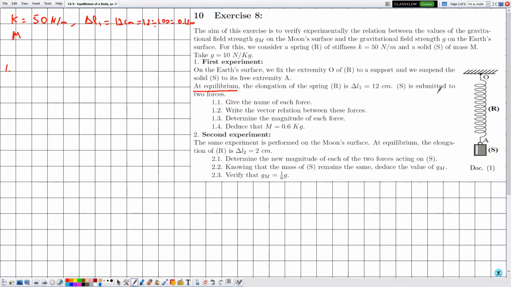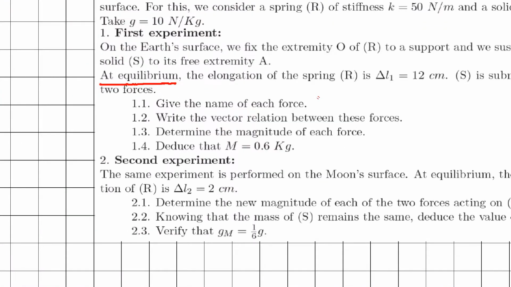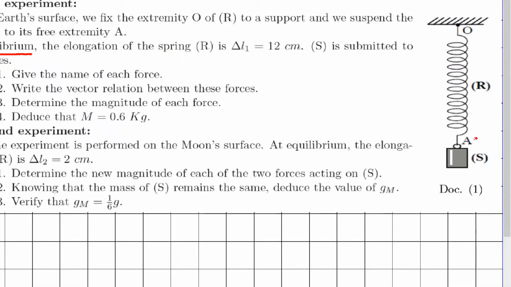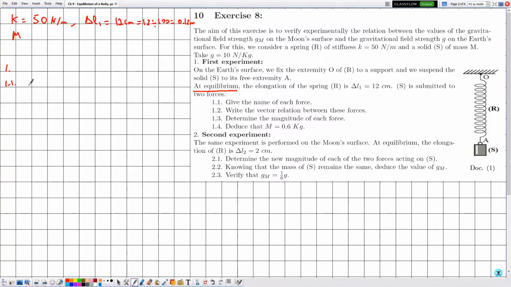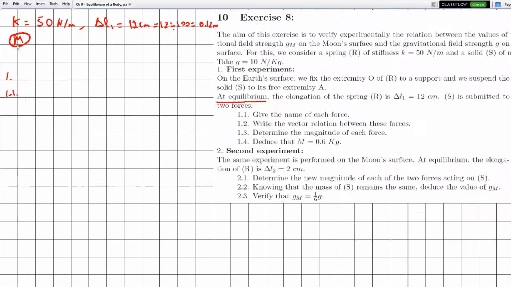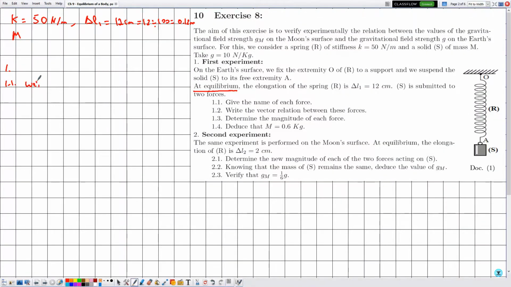Now S is submitted to two forces, then 1.1. Give the name of each force under which S is submitted to. So we know that because it has a mass, then it will be subjected to the weight W. And because we have a spring, then it will be submitted to the tension T.